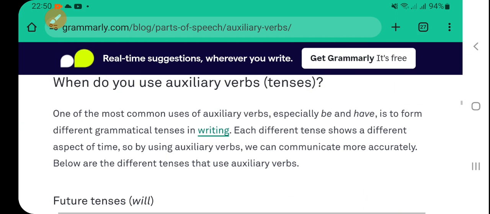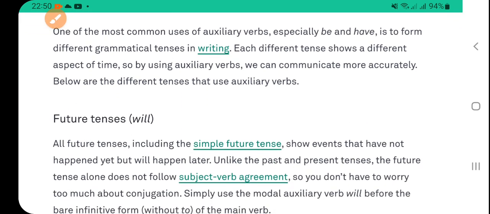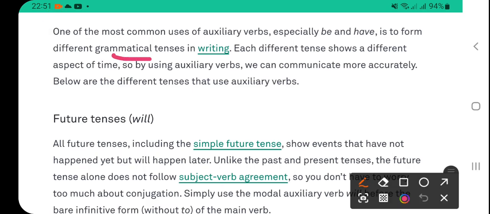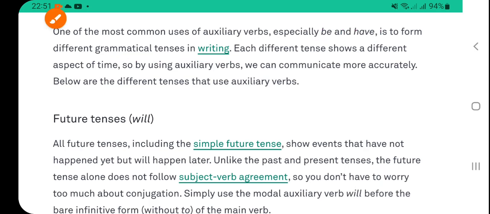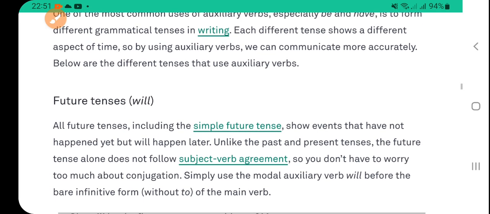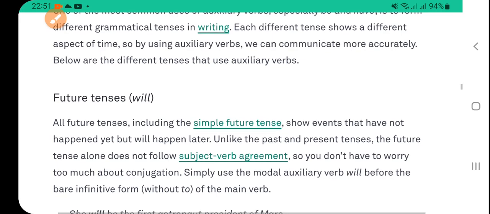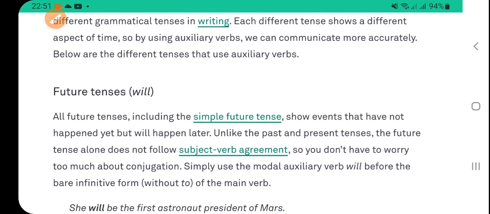One of the most common uses of auxiliary verbs, especially be or have, is to form different grammatical tenses in writing, right? What are they? That's be and have. So be is actually be, being, been, and is, am, are, was, were are all forms of be, or have, has, or had. So these are tenses in writing. Each different tense shows a different aspect of time. So by using auxiliary verbs, we can communicate more accurately.